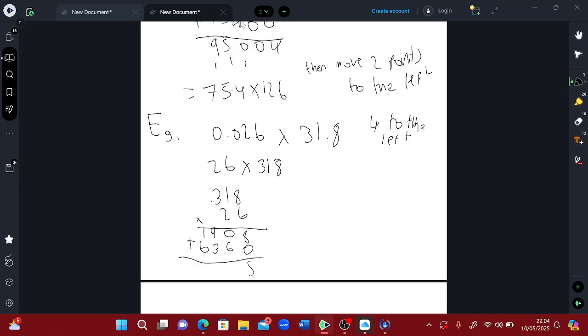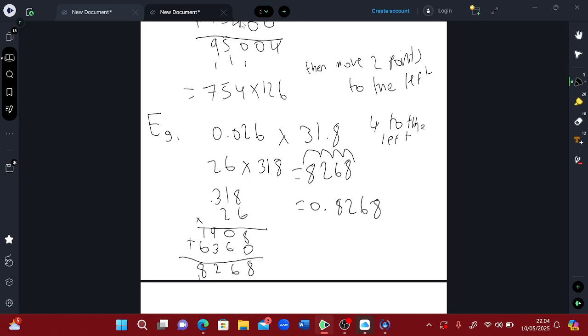8 times 8, 0, 8. 0, 6, 6. 9, 3, 12. 2 carry the 1. 6, 1. And a 1 is 8. And that's it. So the answer to this is 8,268. But we're moving 4 points to the left. So it's going to be 1, 2, 3. And then another point here. So we add 0.8268. Okay.